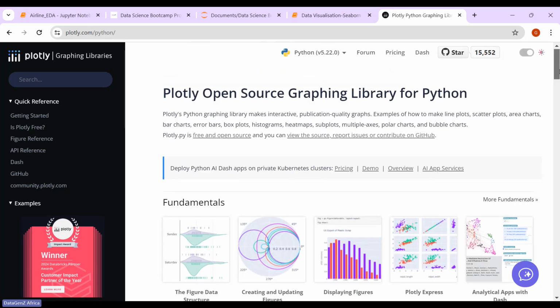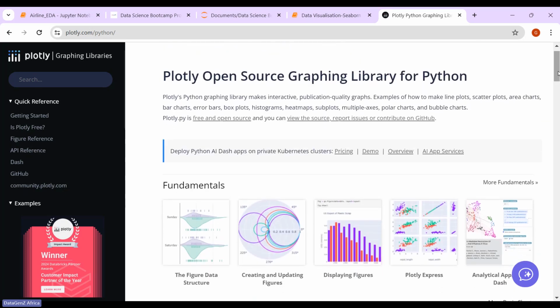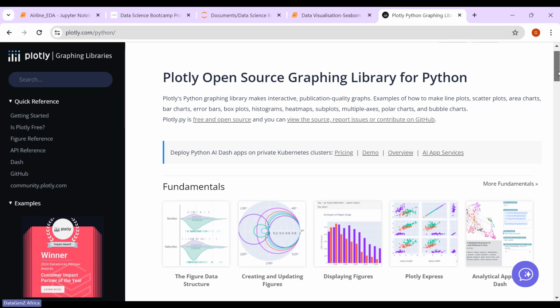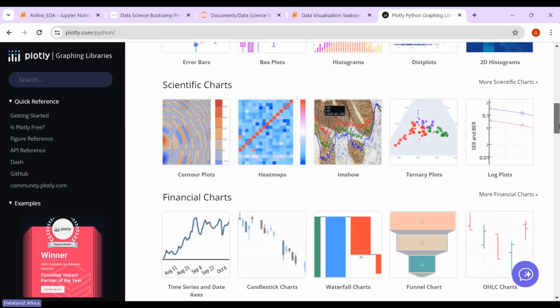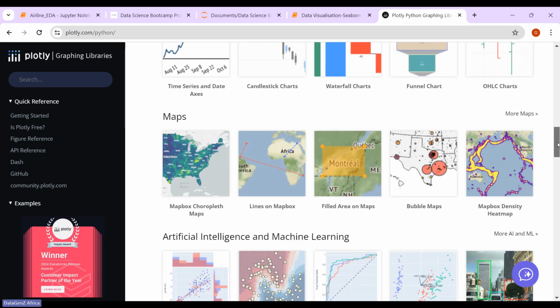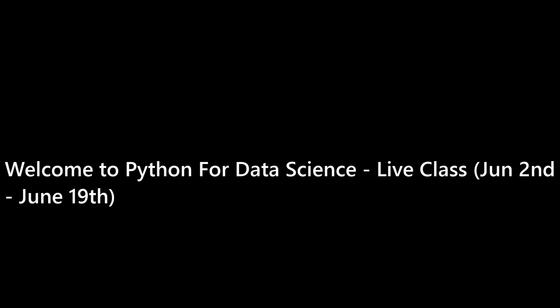So if you're using Plotly, the good thing about Plotly is that you can integrate Seaborn into Plotly and Matplotlib as well. So it's a very, very good visualization package, and you can see all the charts that you can display with the Plotly package. But let's just go through Seaborn for a start.